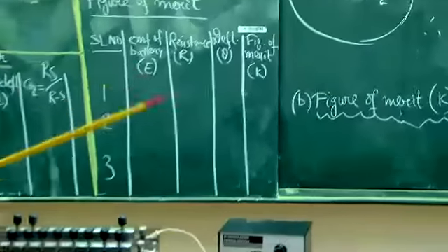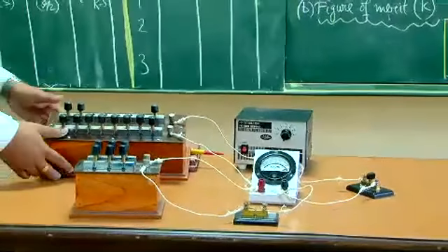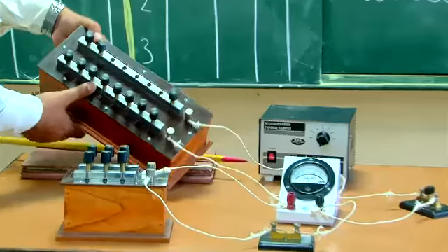Now see the thing. First, I have made the circuit. The circuit is made over here, as I have explained. Then, actually, the resistance box is inverted. You try to see.